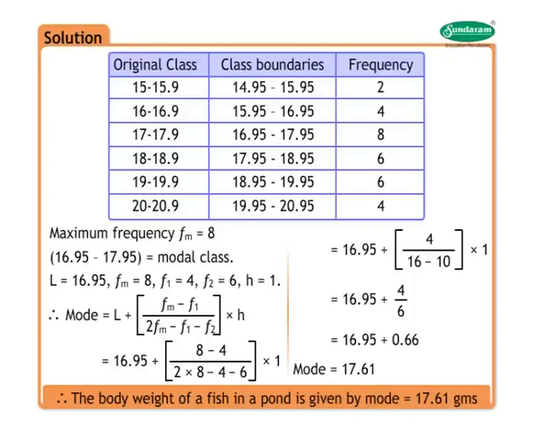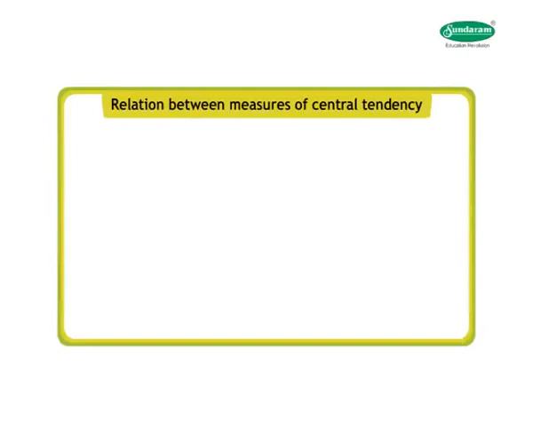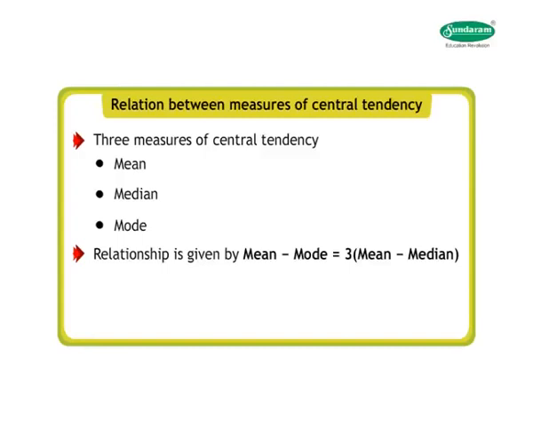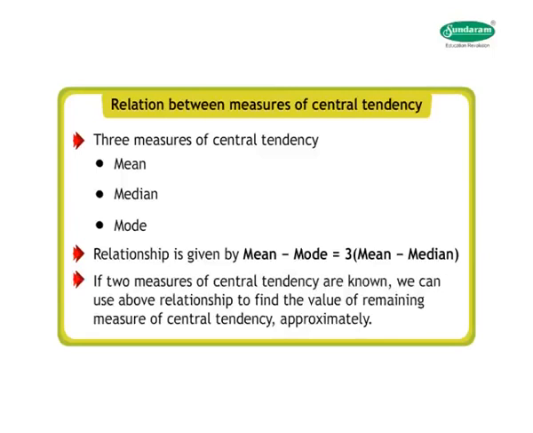Relation between measures of central tendency. We have studied three measures of central tendency: mean, median, and mode. There exists an empirical relationship among these three measures. The relationship is given by mean minus mode is equal to 3 into (mean minus median). From the above relationship, we can determine the value of mode approximately. If values of two measures of central tendency are known, we can use the above relationship to find the value of the remaining measure of central tendency approximately.